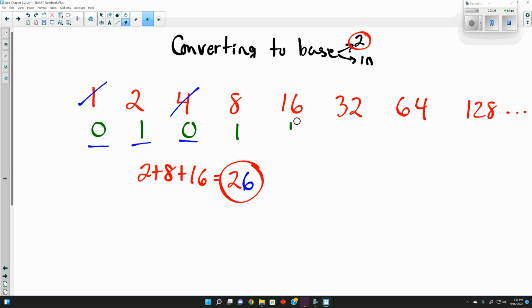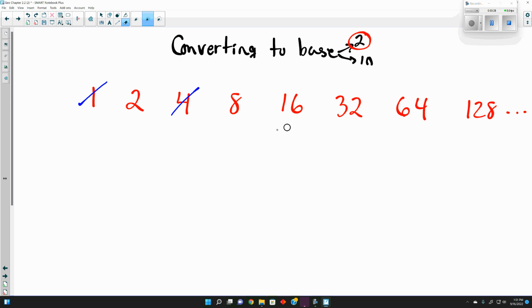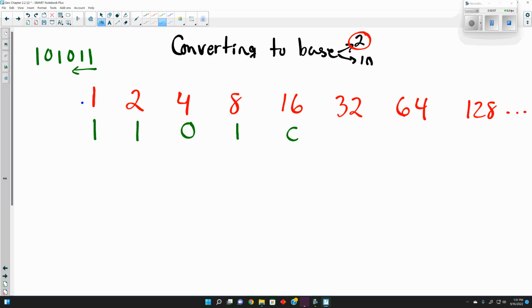And we can do this with any base 2 number. So let me erase those and rewrite in our 1 and our 4. Well, we could say that we want to convert the base 2 number 101011. So again, we read it smallest to biggest: 1, 1, 0, 1, 0, 1. And we can just add it together.